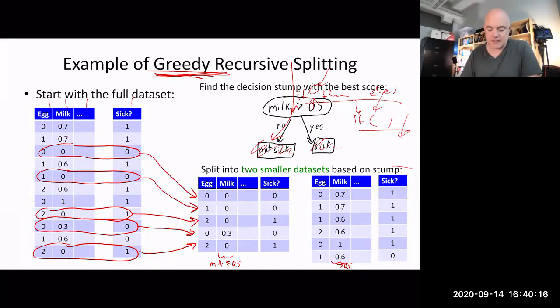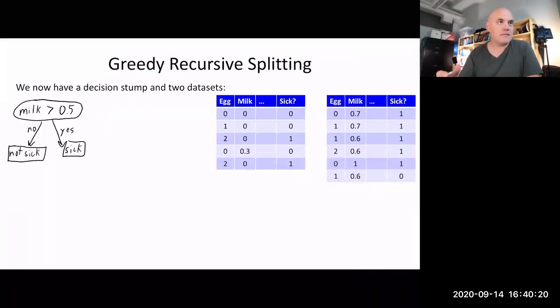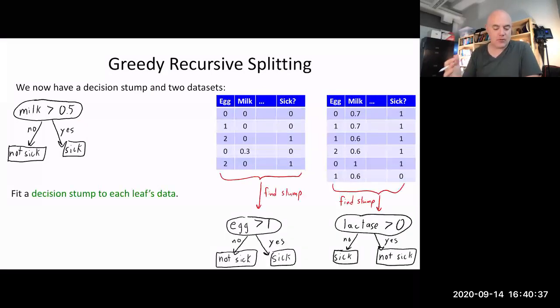So we split the data into two smaller data sets based on the stump. Now we have a decision stump, a partial program, and two data sets. What can we do? It's pretty obvious. We have already written a program that consumes a data set and produces a decision stump. So we just recursively call the same program, which finds a stump for this particular data set.